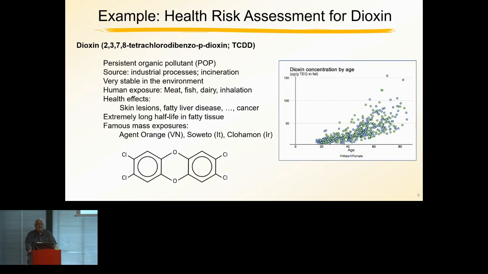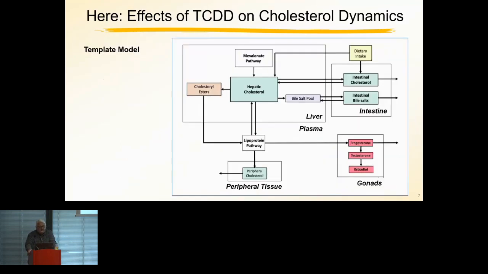In Soweto and in Italy, there was an industrial accident, and there was something with the food supply chain in Ireland some while ago. And in that graph, you don't need to see the details, but you can see an accumulation of dioxin in the human body over age. It starts here with 20 and goes up to about 80. And you can see it's going up. Why is it going up? Because it can be in the fatty tissue of a human for many, many years, for decades. So it's very persistent.